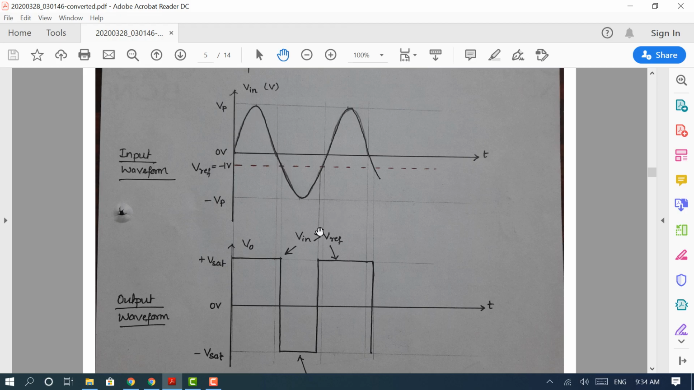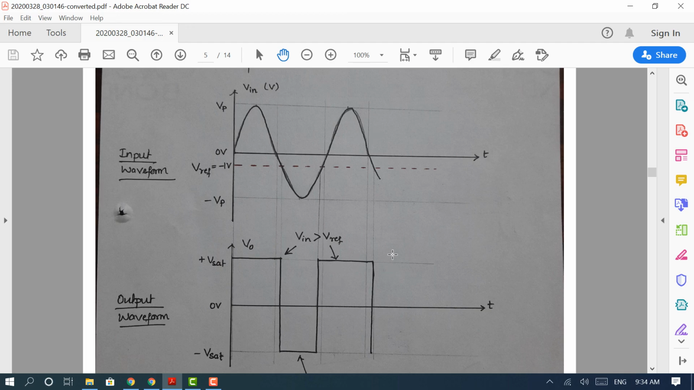So from the circuit we already studied, when the input is greater than the reference voltage, output stays at positive saturation. When the input is falling less than minus 1 volt for this particular piece of curve, output stays at minus Vsat. Similarly, when the input changes from above V reference, the output stays at positive saturation.